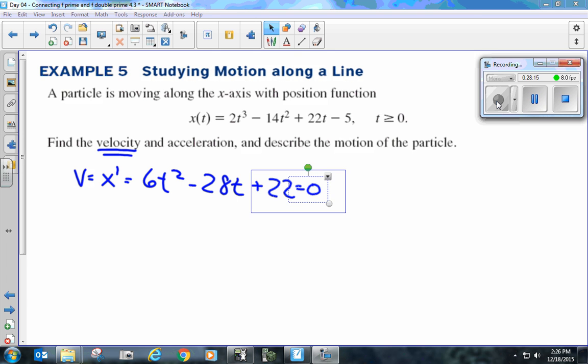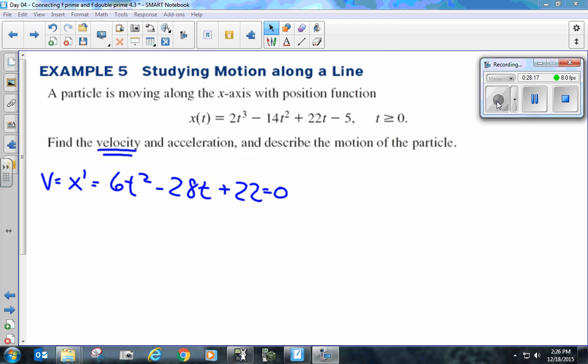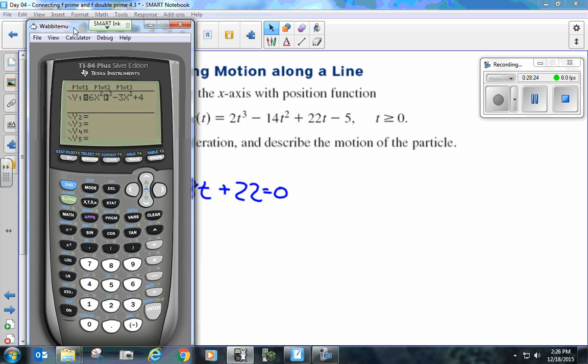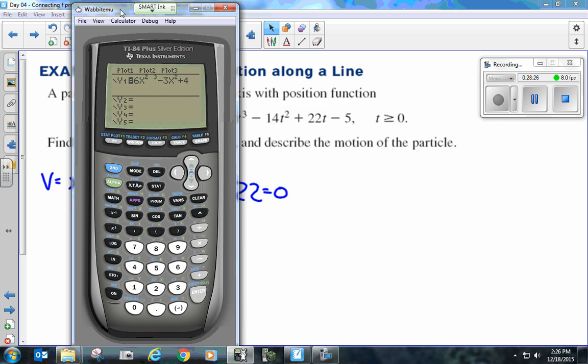Or put it in your calculator. Someone want to do that? Put that in the calculator and tell me what you get? You guys. Y1 equals, what is it? 6x squared. What's next? Minus 28x. 6x squared minus 28x plus 22. Yeah, and left the 22 out. Sweetness. Graph it. There you go.